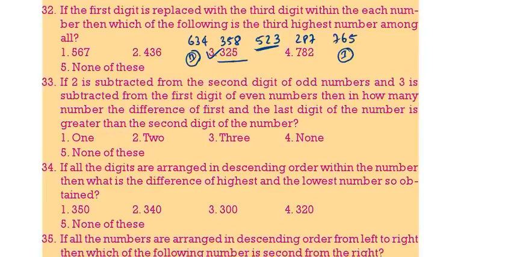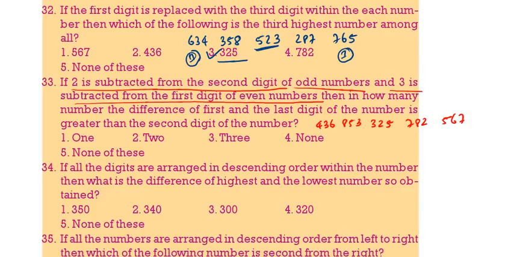Next question. If 2 is subtracted from the second digit of odd numbers and 3 is subtracted from the first digit of even numbers, then in how many numbers is the difference of the first and last greater than the second? Now these are the numbers we are having: 436, 853, 325, 782 and 567. If it is an odd number, we should subtract 2 from the second digit, and 3 is subtracted from the first digit of the even numbers. First we should do that.